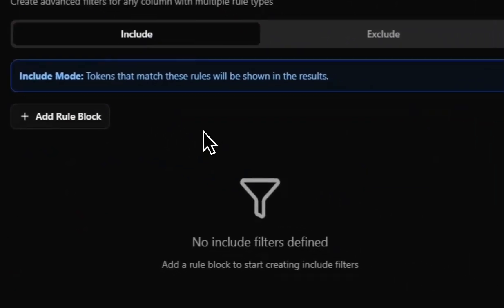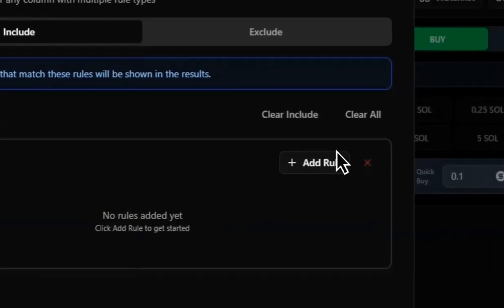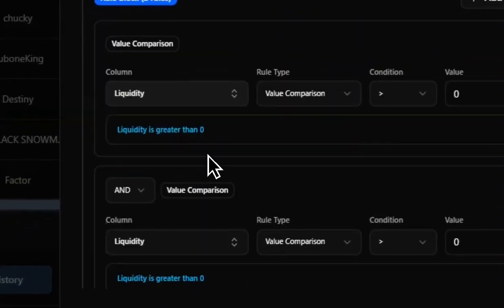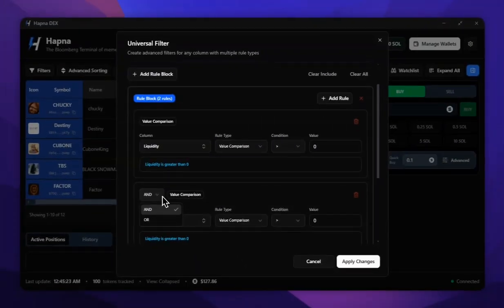Now, our filtering system is super, super advanced. So think of it as a logical calculator. You're able to add rule blocks, and within each rule block, you can add multiple rules. And between each rule, you can set different operators, be it AND or OR. So it all depends on you.